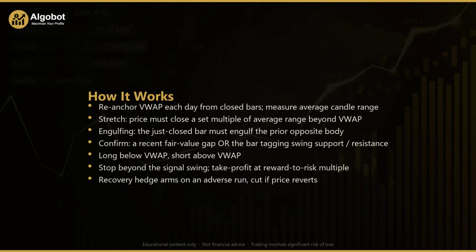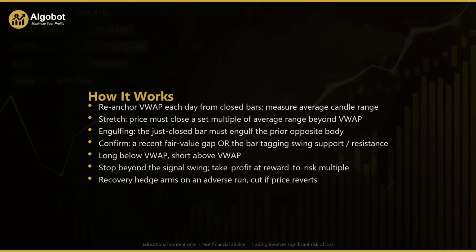First, the strategy maintains two reference values. It re-anchors the volume-weighted average price at each new calendar day, accumulating the typical price of each closed bar, weighted by tick volume. It also calculates the average candle range over the look-back window, with a default of 20 bars. That average range becomes the strategy's volatility unit, the yardstick it uses to measure everything else.